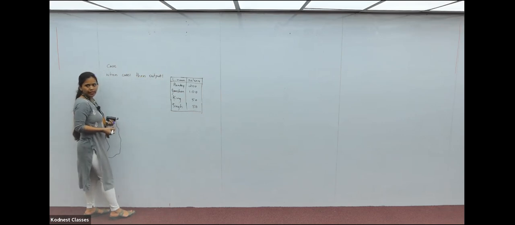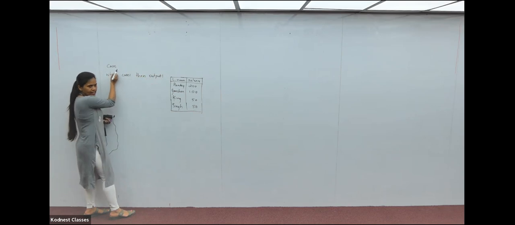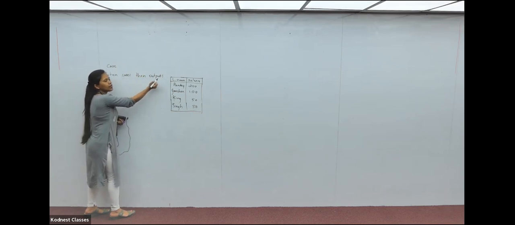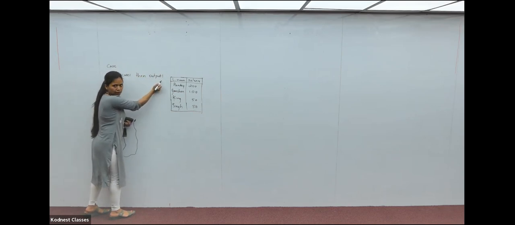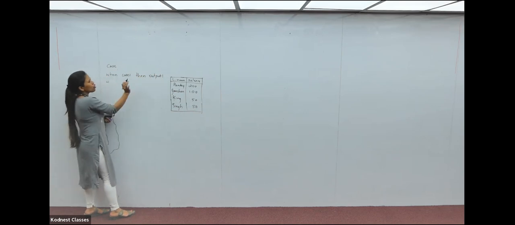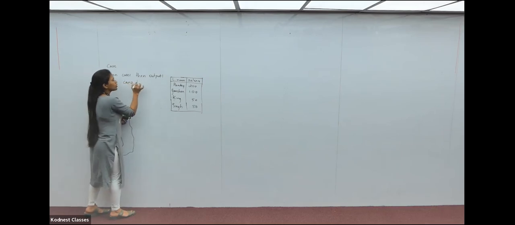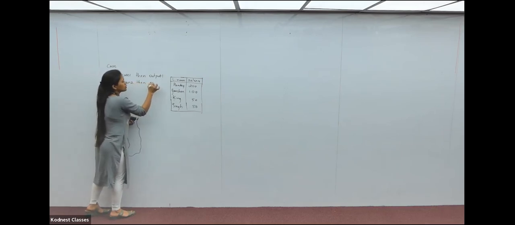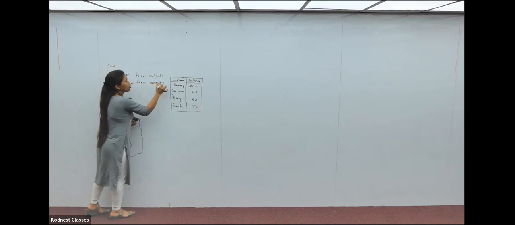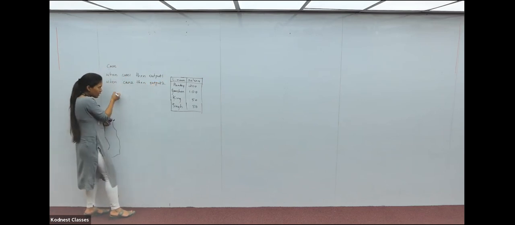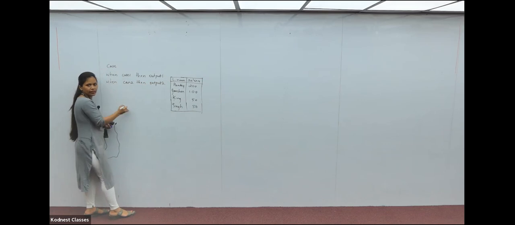Are you all getting it? How to write for it, I'll tell. But generally, how are you going to tell? You will tell case, when case 1, then what output I want, that output 1. Next, no comma, nothing. You will just tell when the next case, it is case 2. Then what should be the output? That output 2. Similarly, however many cases you want to give, you can give like this.